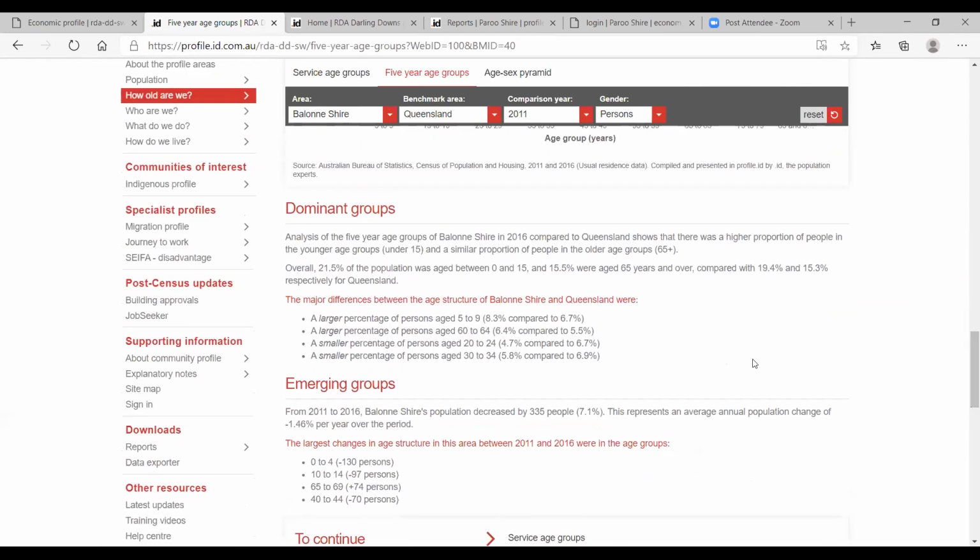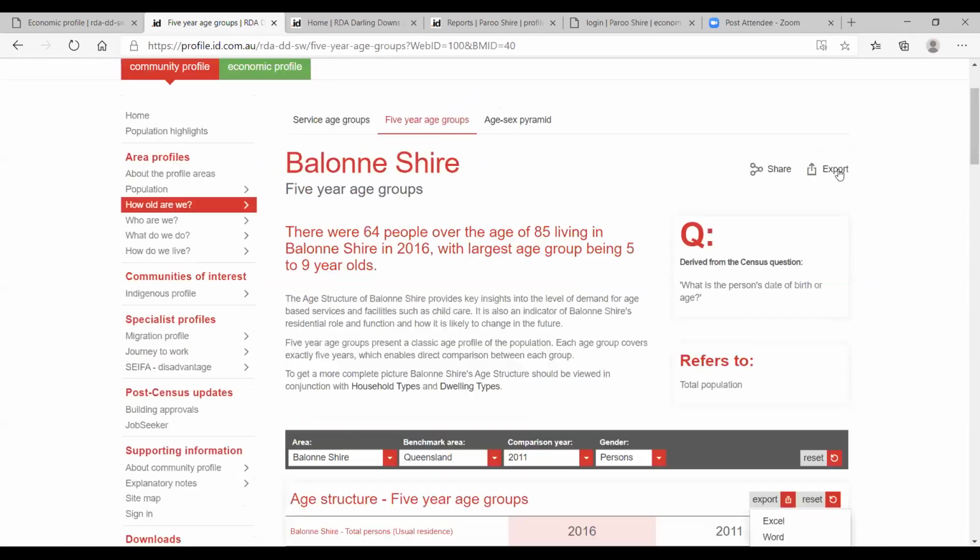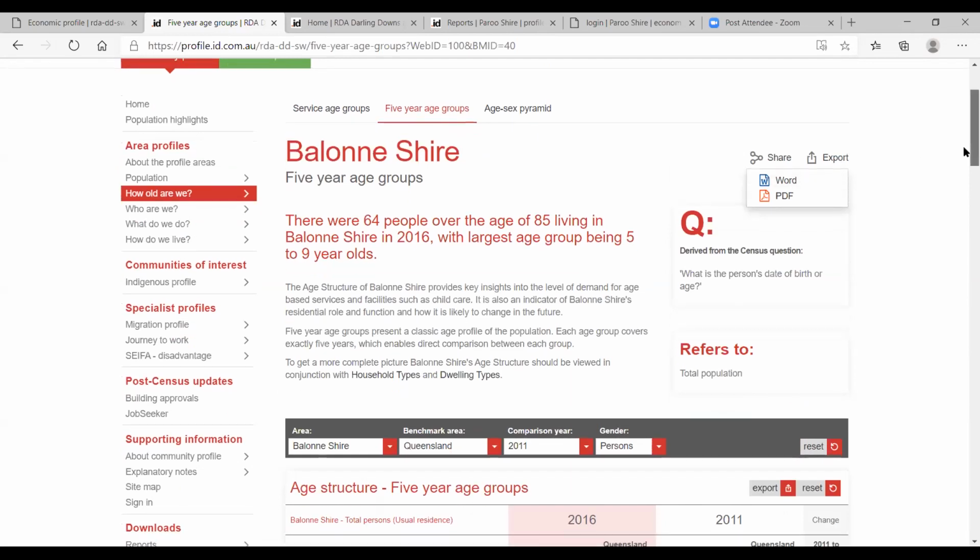When you get down the bottom, you get this dominant and emerging group analysis. You guys can use that information in your grant applications or in your information to the mayor, CEO, or your boss to be able to say this is what's happening. You can use that as if it's your own. So that's my age groups. You can also export this entire page into Word or PDF. So if you need it to accompany an application, you can put that entire page straight in. So that's our how old are we?